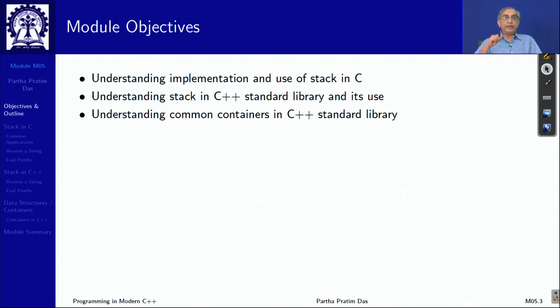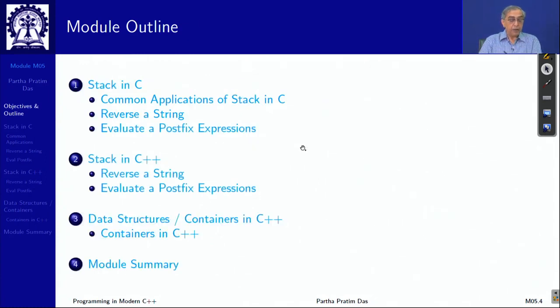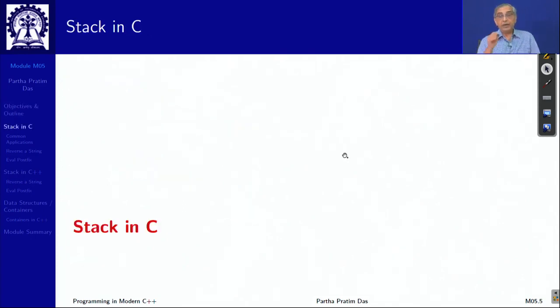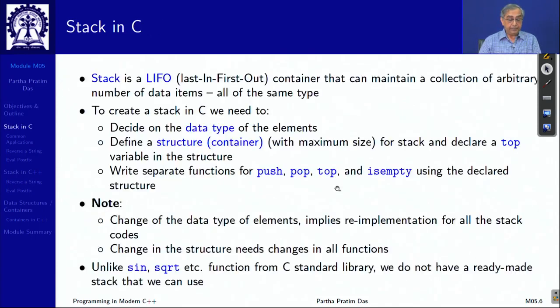We will use stack as our vehicle to understand that and see the difference between a stack written by the user in C and a stack provided by the C++ standard library, and then see what are the other data structures that are also available in C++ standard library. So, this is our outline, which you will see on the left all the time. So, first let us look at a stack in C.